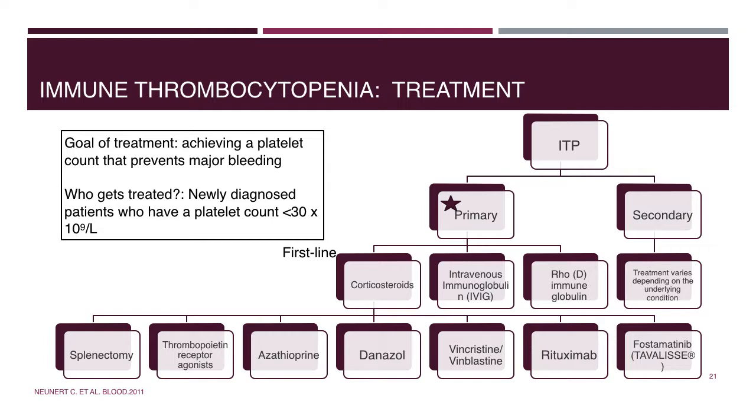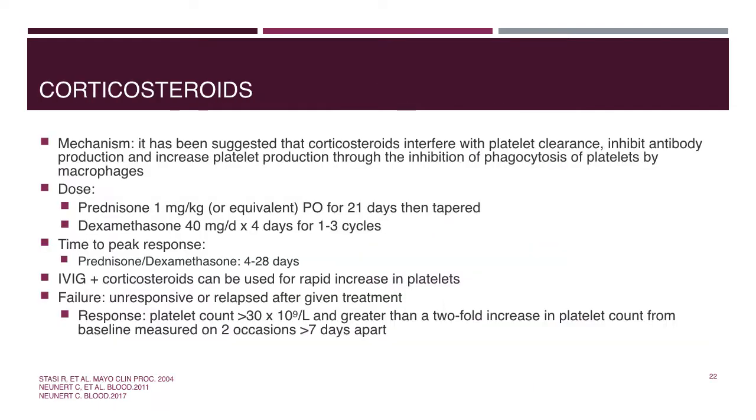There is no official order of treatment, but some recommended first-line agents. Corticosteroids being one of them, and they're still the mainstay of treatment per the guidelines. Corticosteroids impair the clearance of antibody-coated platelets by tissue macrophages. They also inhibit antibody production and increase platelet production, possibly by inhibiting phagocytosis of platelets by bone marrow macrophages.